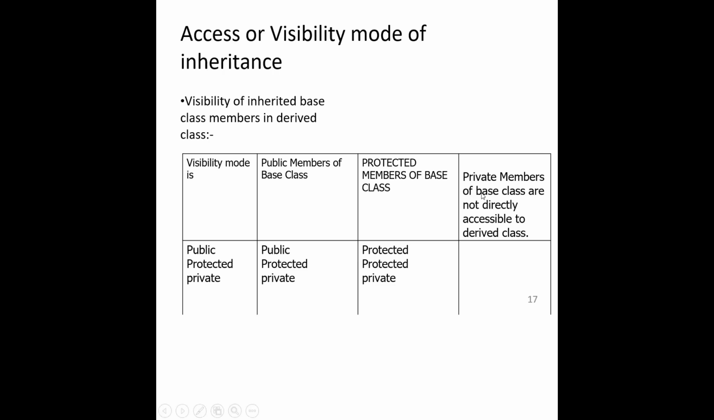And private members of the base class are not directly accessible to the derived classes. I'm going to explain all these access or visibility modes of inheritance with examples. Okay, don't be confused by this table. I'm going to explain in detail with examples in the next slides.